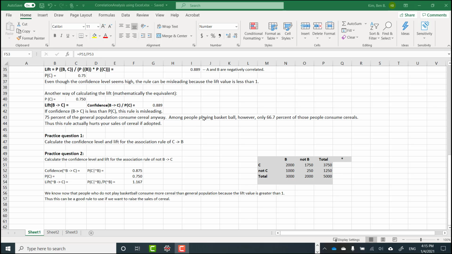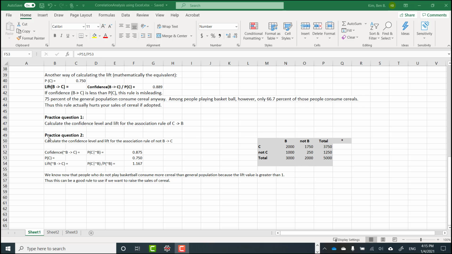Okay. So after this tutorial, I'll show you how to do this using Python. And using Python, it will calculate support, confidence, and then lift automatically for you. Okay. But anyhow, in this tutorial, I want you to understand the concept. For your practice, why don't you calculate the confidence level and the lift for the association rule of C implying B. Okay. How about another one? Calculate the confidence level and the lift for the association rule of not playing basketball, not B, implying C.